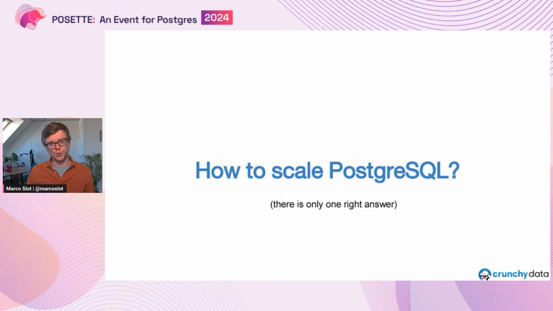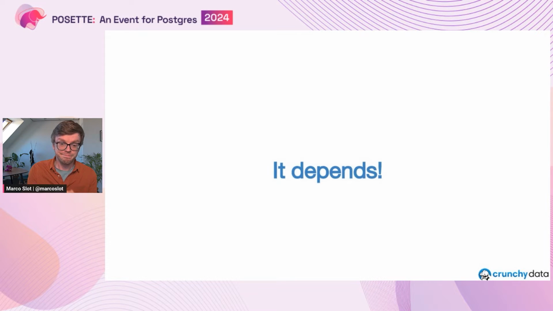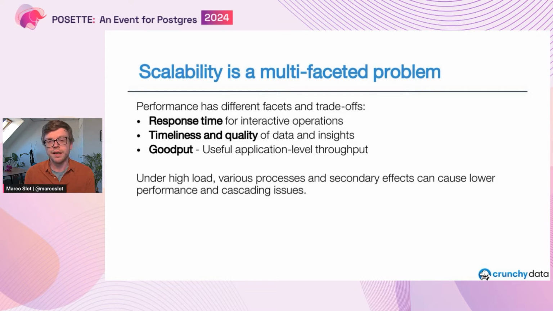And that brings us to the age-old question of how do you scale Postgres? And people who know me know that I only have one answer to this question. It depends. It really depends on the characteristics of the workload. So scalability and performance are these kind of multifaceted umbrella terms almost. Performance has a few different facets. For example, response time is the most obvious one. How long does it take between me clicking a button and the application doing something? But there's also the timeliness and quality of data. So how long does it take between an event happening and it showing up in the application?